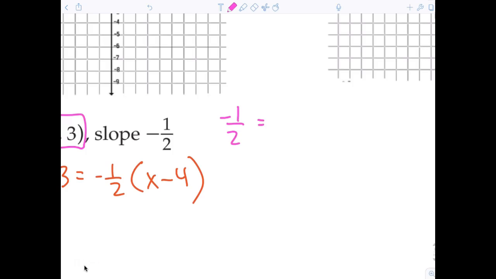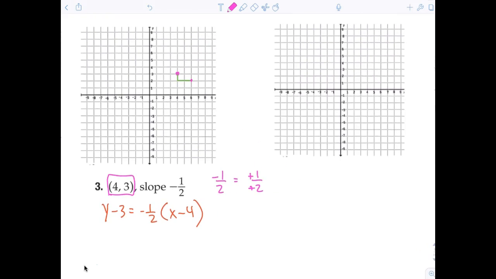Is -1/2 the same as -1 over -2? No, because that way it would be both negative. You with me on that? Yeah. So you either go down and to the right, or you go up and to the left. All right? And then let's just go ahead and graph those lines.